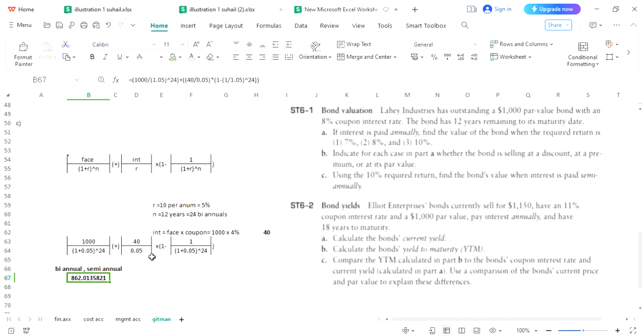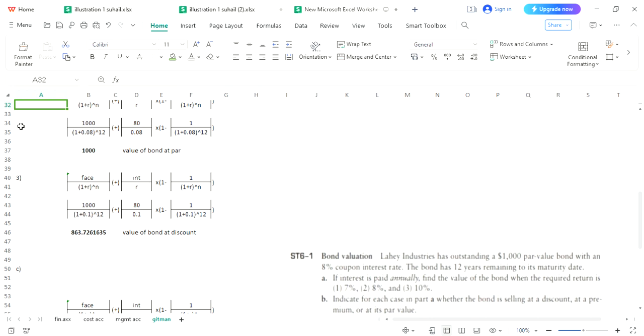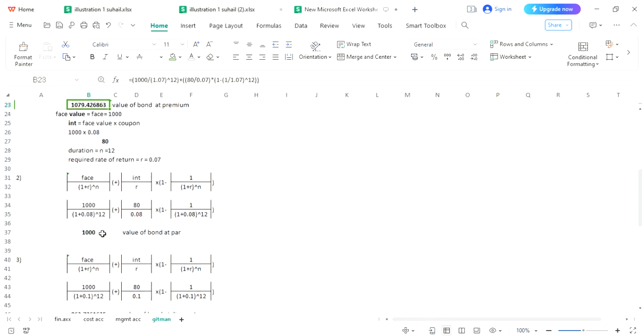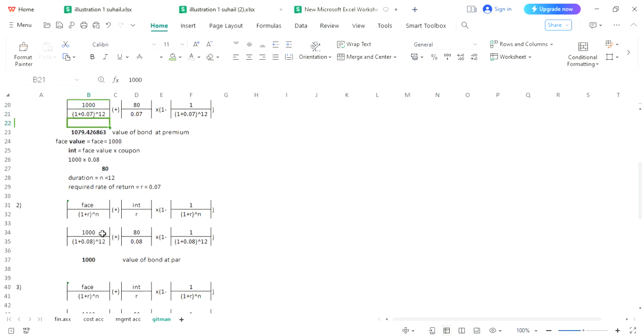This is your answer for the C part: 10% required rate of return if semi-annual is used. Hopefully you people have understood. This is your C part which we have completed, and above you can see the 3 options of the A part. The 1, 2, 3 answers are written over here. 1000 is the answer of the second part, 863 the answer of the third part, and this is 1079 for the first part.